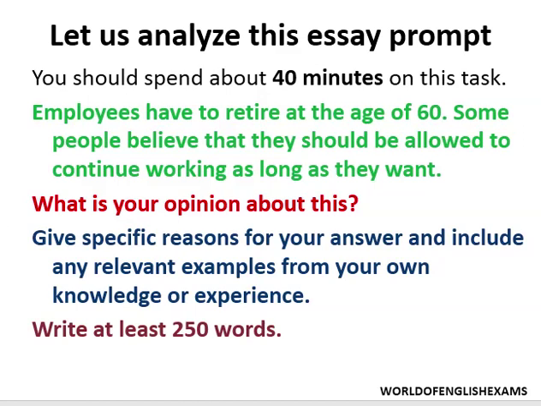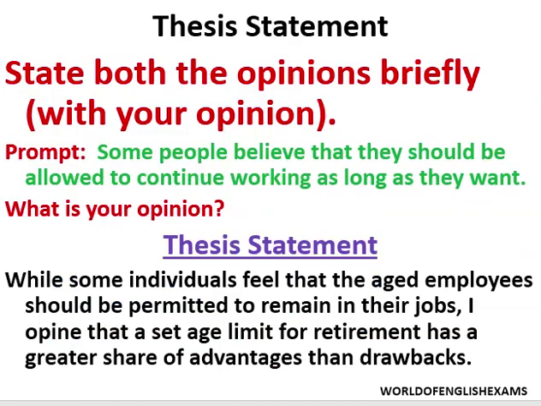So both of them have to be stated briefly in the thesis statement, along with which you have to state your opinion, because the prompt clearly asks what your opinion is. Now, how do I make a contrast between these two opinions? But before that, I want to say that in my view, having a set age limit for retirement has more advantages than disadvantages. So that is the stand that I am taking.